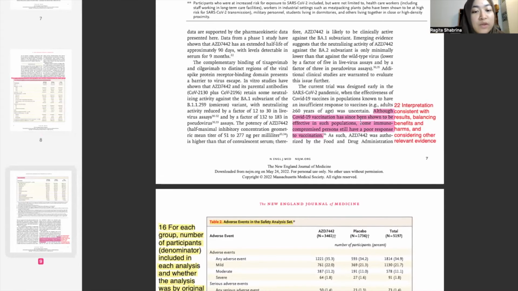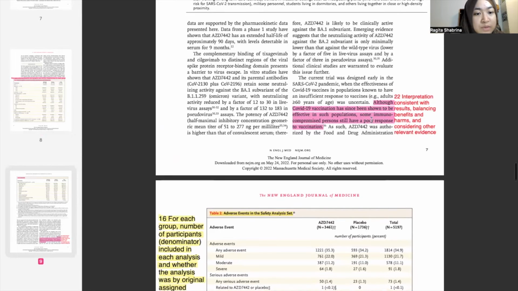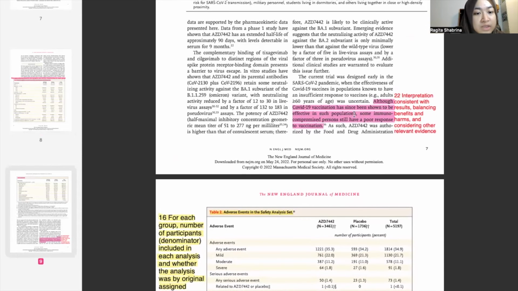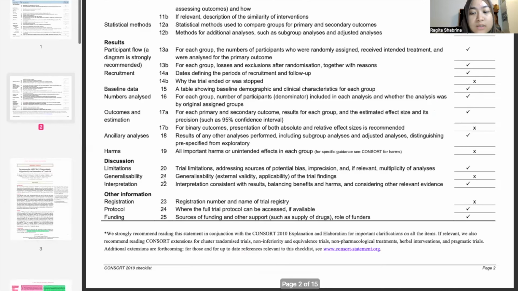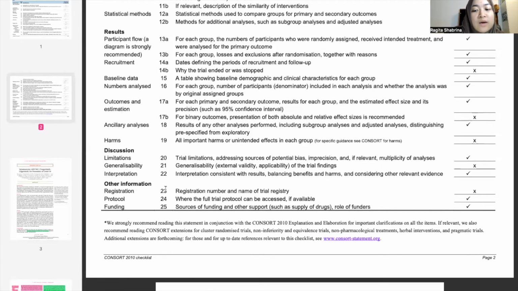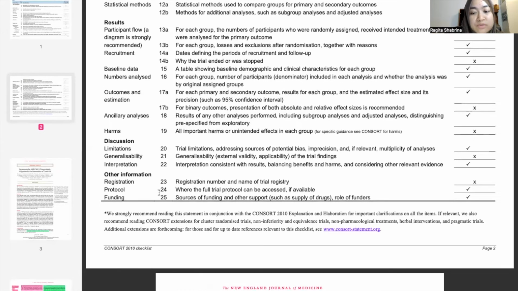This shows that although COVID-19 vaccination has since been shown to be effective in such populations, some immunocompromised persons still have a poor response to vaccination. So this shows the benefits and also the harms of vaccination. And next, for 23, there is no checklist in this article, so we move to the 24. It is where the full trial protocol can be accessed, if available.